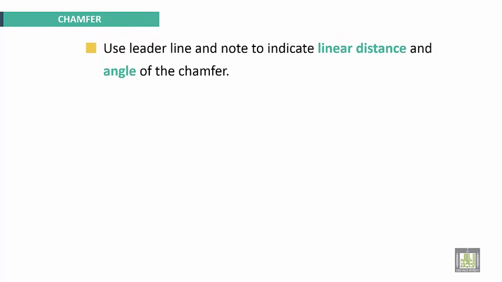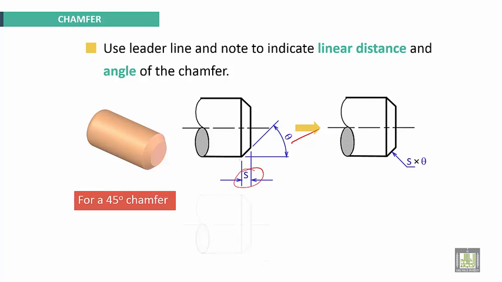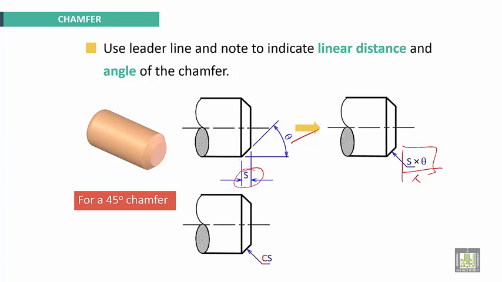For chamfers, use leader line and note to indicate linear distance and angle of the chamfer. For example, here we can specify this chamfer with this dimension and with this inclination, this angle, or dimension multiplied by angle.